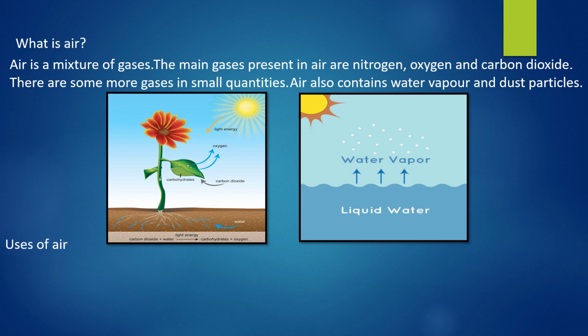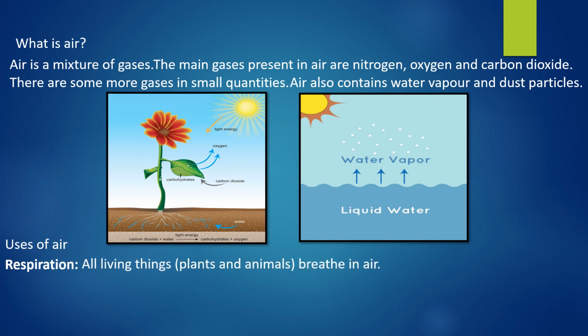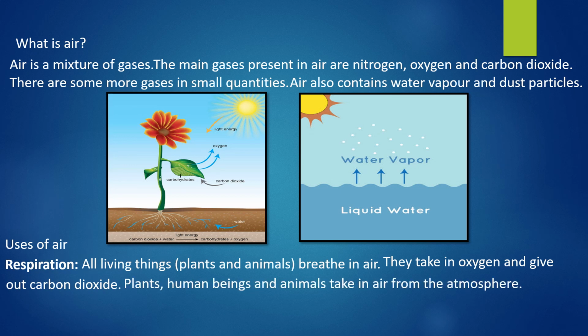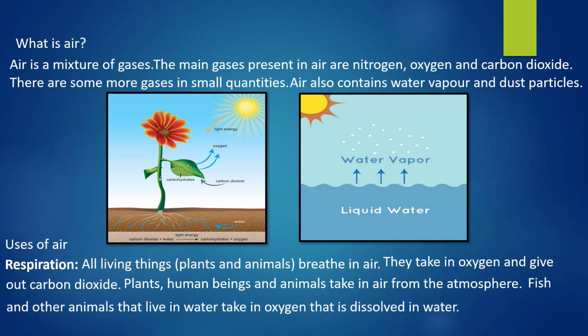So uses of air. For what purpose do we use air? We are going to learn. Respiration. Respiration means breathing. All living things, plants and animals, breathe in air. They take in oxygen and give out carbon dioxide. Plants, human beings and animals take in air from the atmosphere. Fish and other animals that live in water take in oxygen that is dissolved in water.